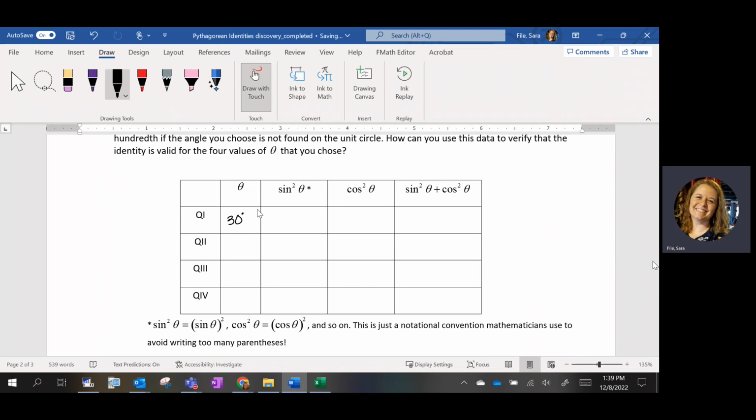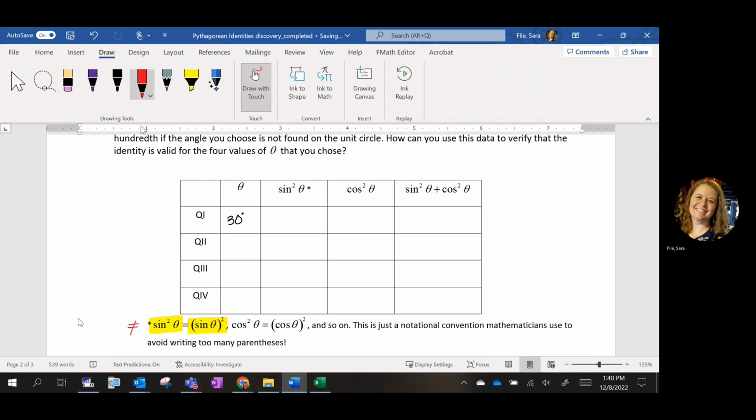But if I were to plug in 30 degrees, first of all, before I jump into that, there's a note at the bottom here that's very important. This sine squared theta is the same as sine theta squared with the sine theta in parentheses. What this is not the same as is sine theta squared like this. That is not an okay way to write it, because that is saying the angle is squared and then we take sine. With this notation, we find sine of theta and then square it.